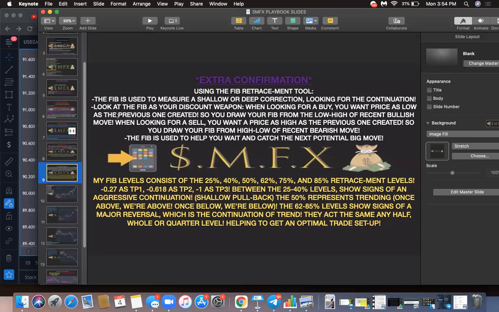So these are my fib levels. I use my fibs, like I said, rounded off to the nearest whole, half, or quarter level. So that way we can get a full spectrum of the breakdown of looking for retracements and helping you understand the calculated moves that happen within a high to low range when looking for a correction, retracement, pullback.